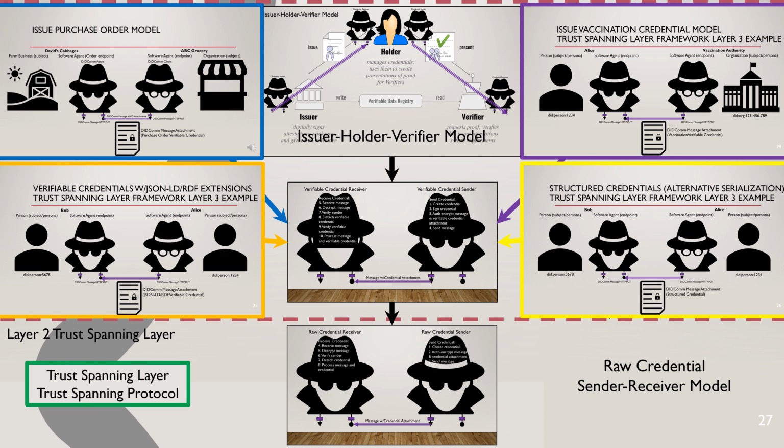And on the right-hand side, the structured credentials alternative serialization, again, is just a specialization or a derivation of the verifiable credential model. So all four of these colored models, and the fifth one being the issuer holder verifiable model, are really just natural extensions, derivations, specializations of the verifiable credential model in the center, and the verifiable credential model in turn is a derivation of the raw credential sender-receiver model at the bottom.